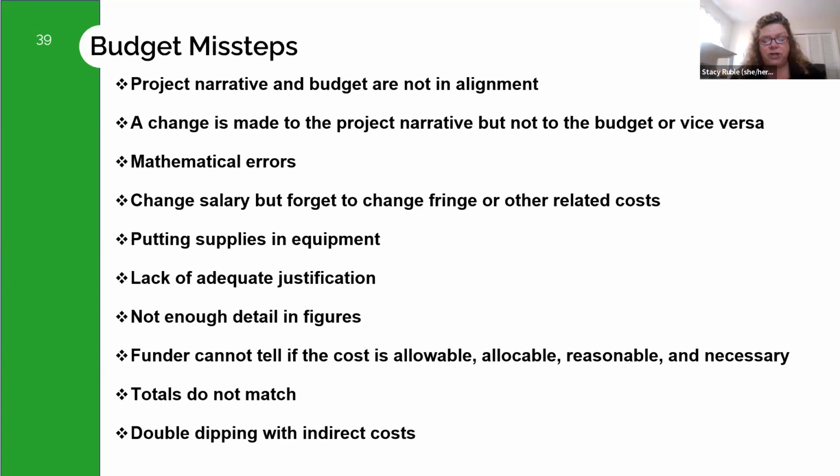If in your justification and your figures, a funder cannot tell if the cost is allowable, allocable, reasonable, and necessary. Let's say your totals don't match, like totals in one section don't match the final totals, or your totals on your SF424A don't match your narrative. You want to make sure all of those align. And then, as I mentioned before, double dipping with indirect costs.